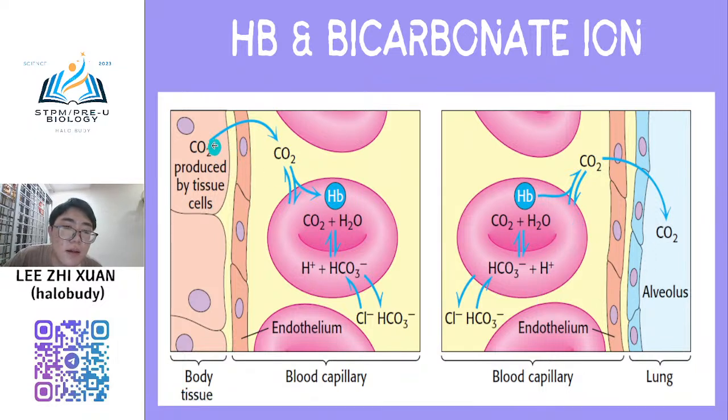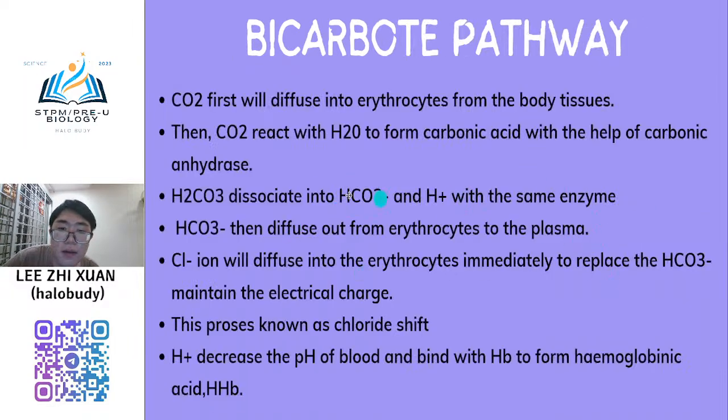Once the carbon dioxide is produced, it diffuses into the blood capillary, and then it diffuses into the erythrocyte. This carbon dioxide will later react with water in our erythrocyte to form carbonic acid, H2CO3. Carbon dioxide reacts with the water to form carbonic acid with the help of an enzyme we call carbonic anhydrase. This is a key and very important enzyme, carbonic anhydrase.